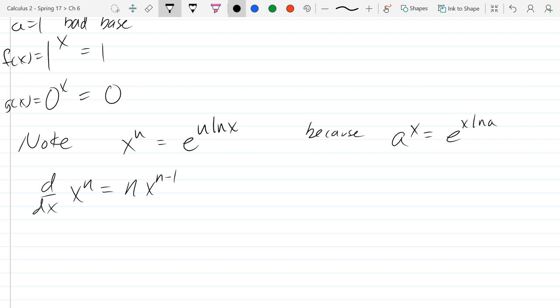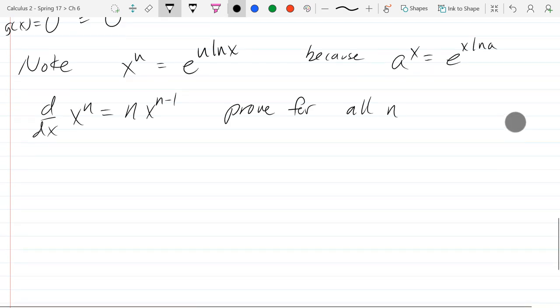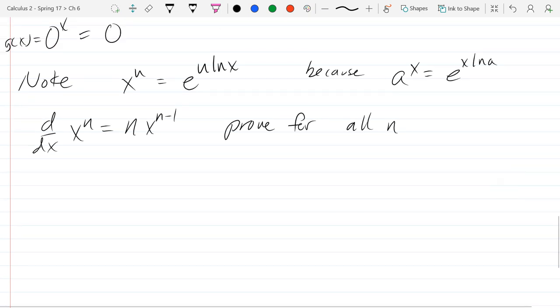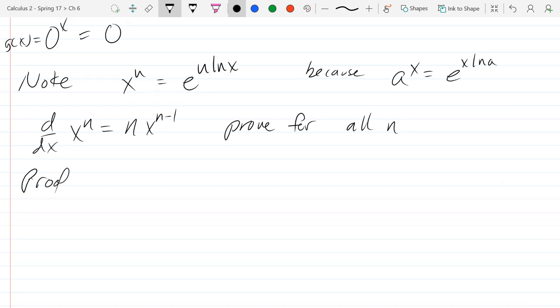So we're going to prove this for all n. So I'll prove this for all n. So let's start our proof. We're going to begin by rewriting it with the e to the n times ln x.